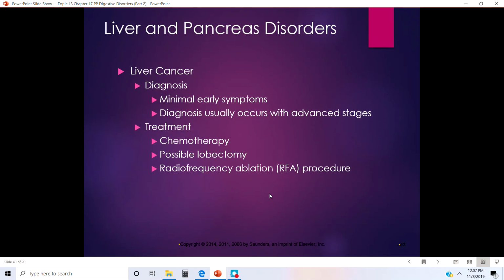So as far as the diagnosis, like I said, they're minimal early symptoms, so it's not really diagnosed very easily early on. Diagnosis usually occurs with more advanced stages, and the treatment is basically just chemotherapy. If it is isolated to one lobe, they could possibly take out one lobe, and they'll do even different types of radio frequency ablation, kind of like burning a type of thing. Okay.